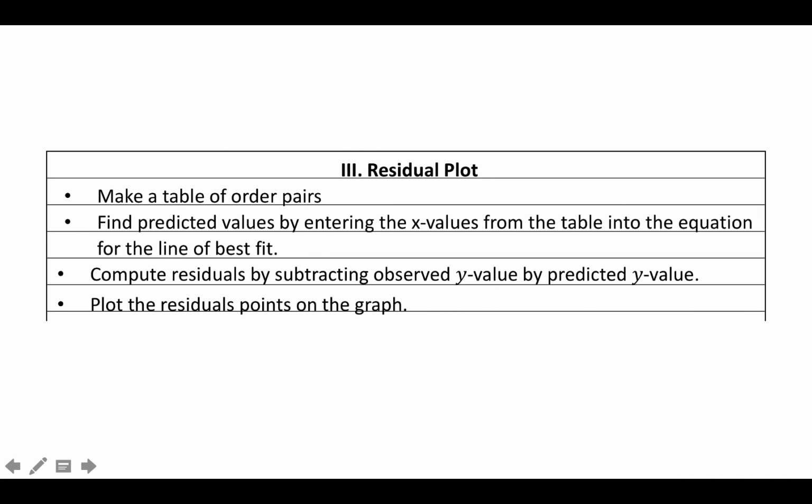Residual plots. Make a table of the ordered pairs. Find predicted values by entering the x values from the table into the equation for the line of best fit. Compute the residuals by subtracting the predicted y values from the observed y values. Plot the residual points on the graph.